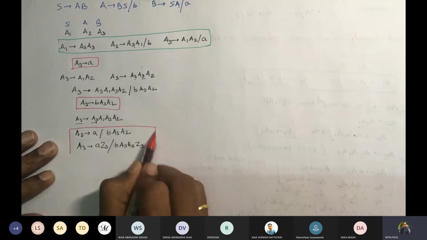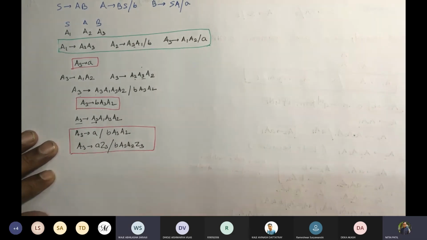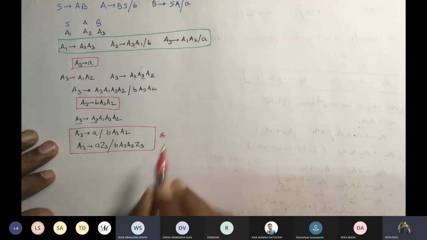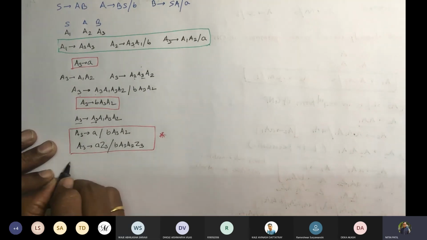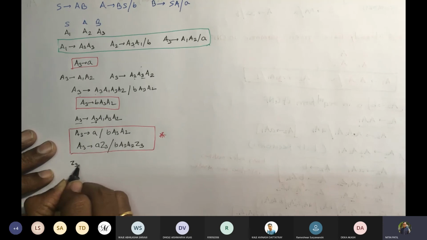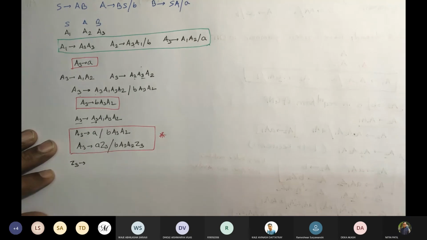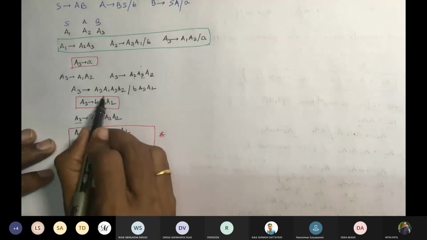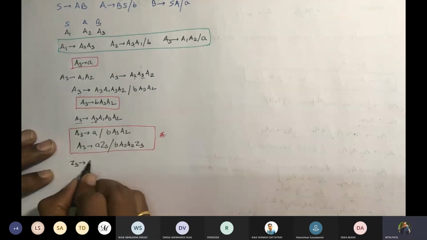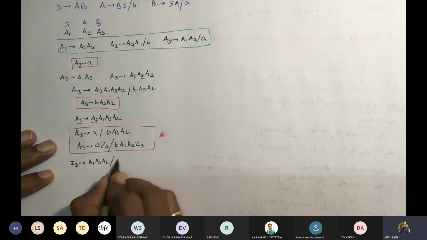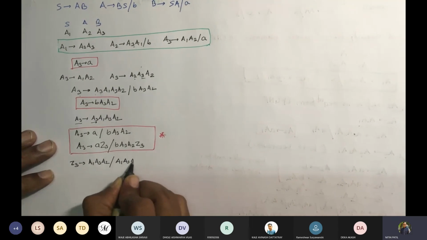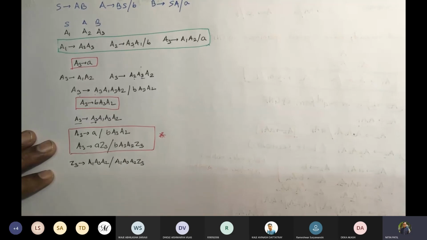Yes, sir. समझ में आ गया ना? So this is now A3 productions. So we have 4 values for A3. Now we have to write for Z3. Z3 में क्या आएगा बताओ? A1, A3, A2. ये जो रिमेनिंग था वो लिख देंगे हम. तो ये आ गया A1, A3, A2. उसके साथ क्या लिखेंगे? A1, A3, A2, Z3.